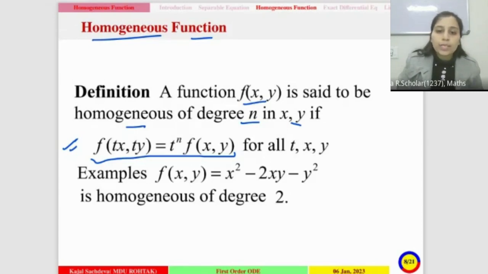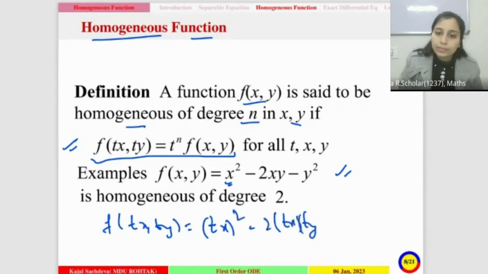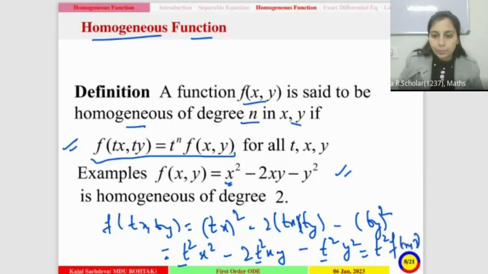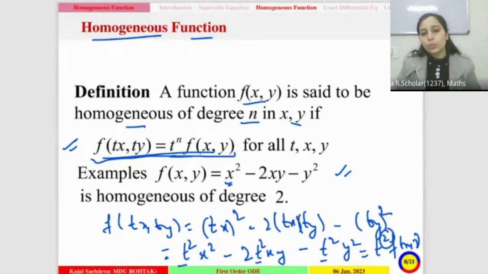So for this, if I put tx, ty in this, we get (tx) whole square minus 2(tx) into (ty) minus (ty) whole square. After simplifying this, t square x square minus 2t square xy minus t square y square. So taking t square common throughout, we get t square times the same given function, f(x,y). So after comparing, we know the degree of this function is 2. So this is a homogeneous function of degree 2.